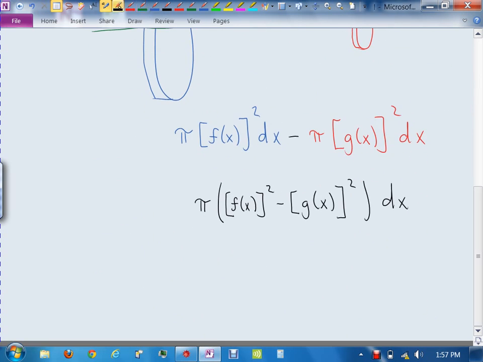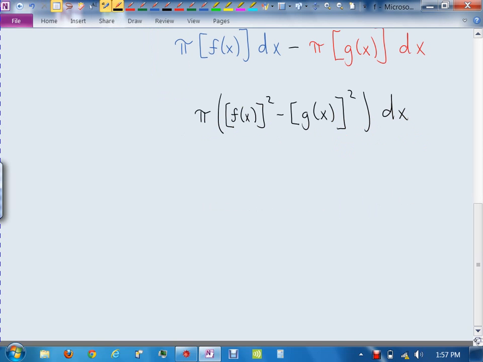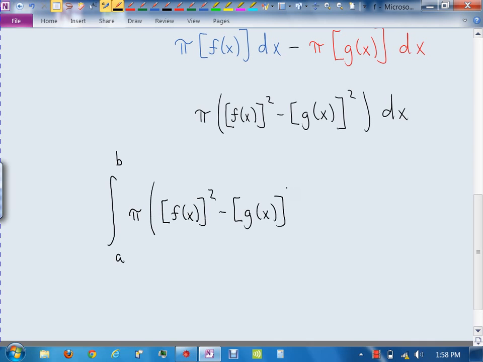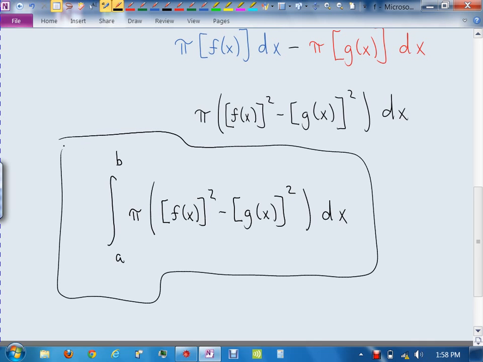So we'd have something like the final version here: integral from a to b of pi, which you could pull out of the integral, times f of x squared minus g of x squared dx. And that would be the volume of the solid generated by rotating the region bounded by those two curves around the x-axis.